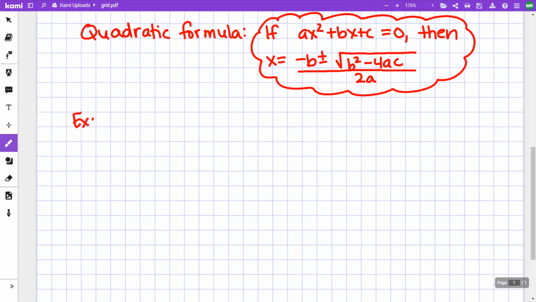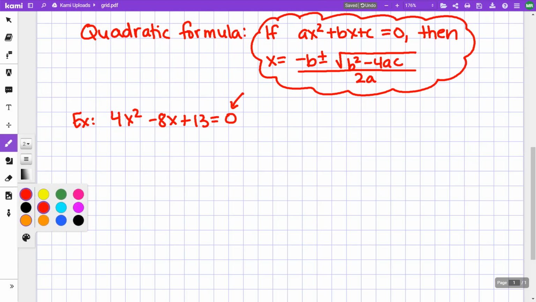So let's say, for example, we have the following. Let's say we have 4x squared minus 8x plus 13 is equal to 0. So you always have to have it equal to 0. Okay. And then once you do, this is going to be our A. This is going to be our B. This is going to be our C.